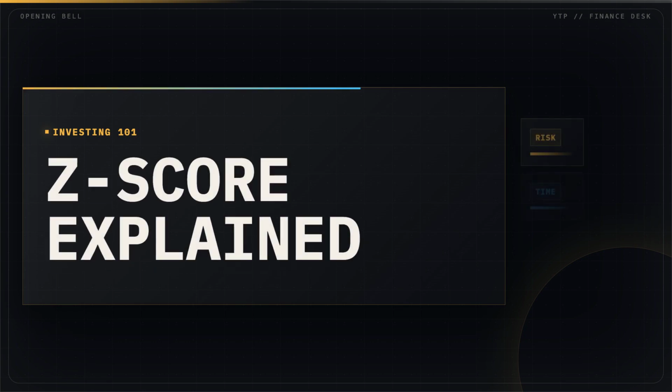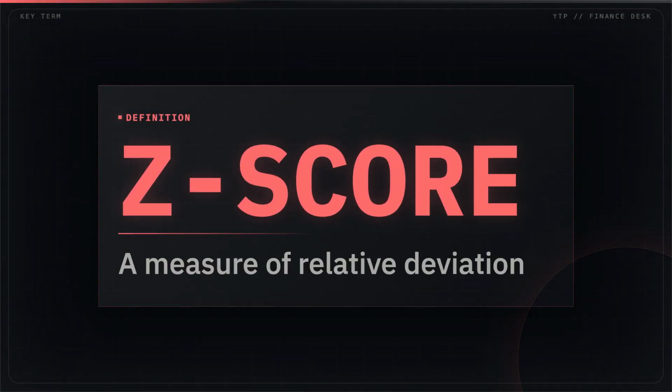Ever wonder how investors determine if an asset is unusually expensive or cheap? It often comes down to a simple tool called the Z-score. A Z-score tells you exactly how many standard deviations a data point sits from the average. It is all about spotting outliers.